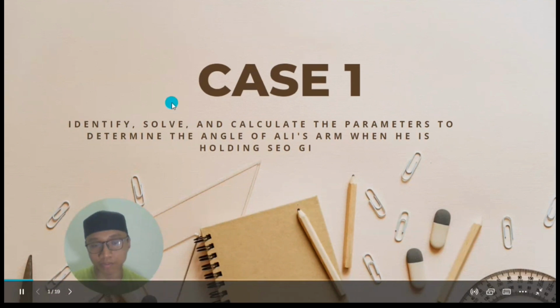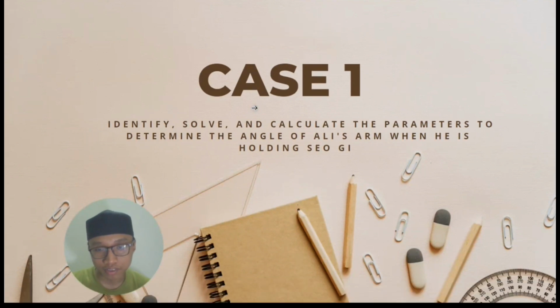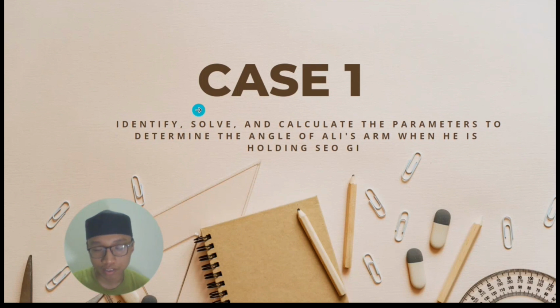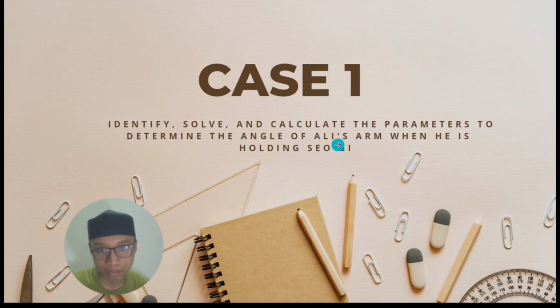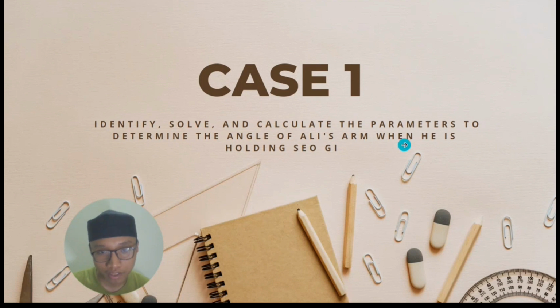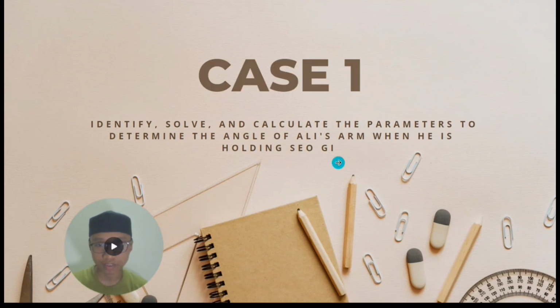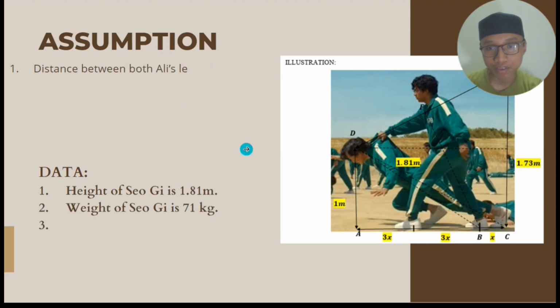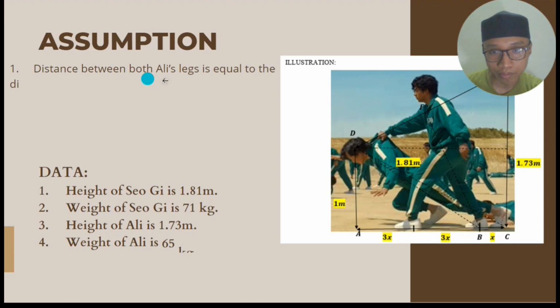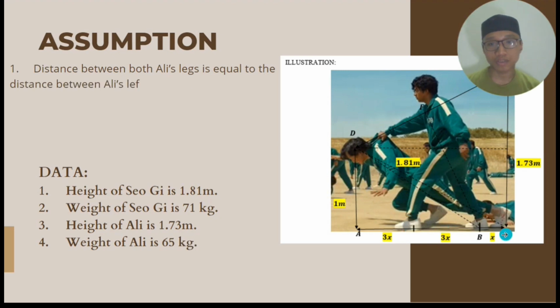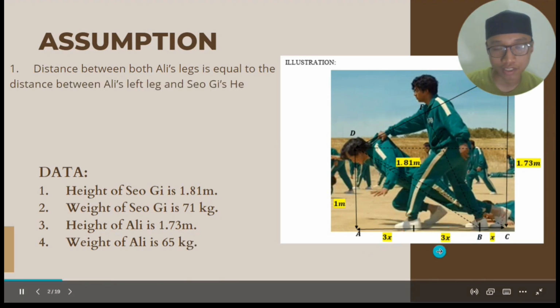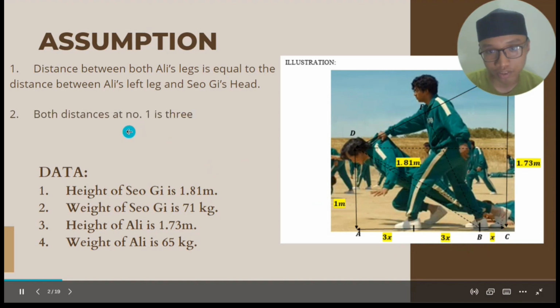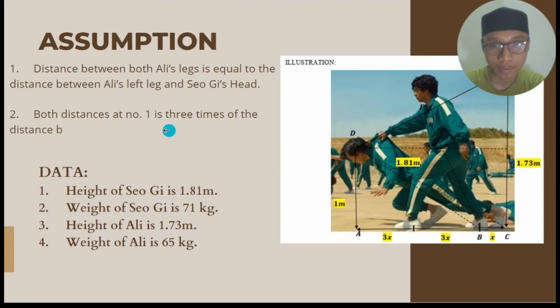Alright, so right now our group will present the solution for case 1. The question is to identify, solve, and calculate the parameters to determine the angle of Ali's arm when he is holding Seo Gi-hun. This is our assumption to solve the question. First, the distance between both of Ali's legs is equal to the distance between Ali's left leg and Seogi's hip. Second, both distances in number 1 are 3 times the distance between Seogi's left leg and Ali's right leg. So this is our illustration.